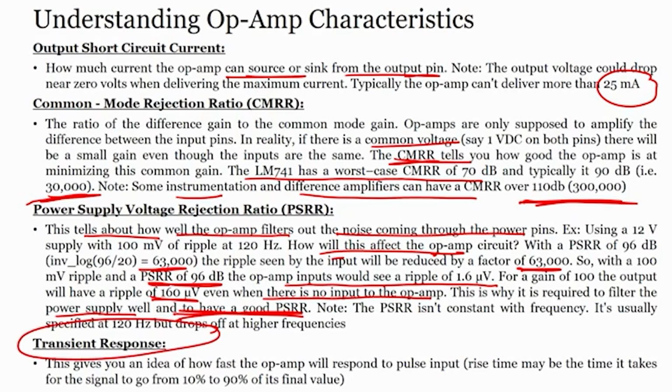What is transient response? Transient response gives you an idea of how fast the op amp will respond to a pulse input, right. That means the rise time may be the time it takes for the signal to go from 10% to 90%. How fast, when I apply the input, do I see the change in the output? Is it a lag of 10 seconds, a lag of 1 second, or a few milliseconds? That is your transient response. So, I should be continuously able to see the change in the output voltage if the transient response is faster.